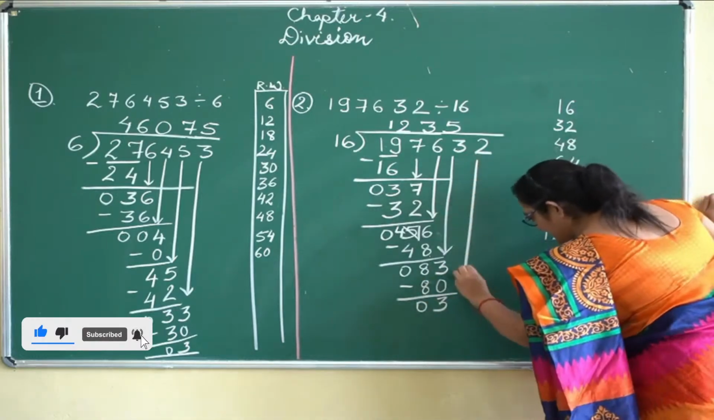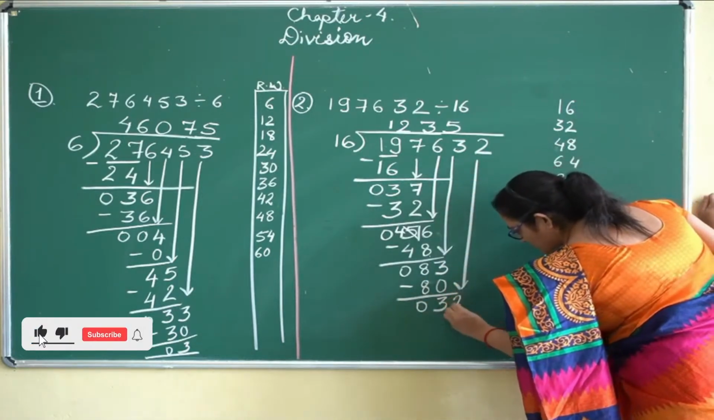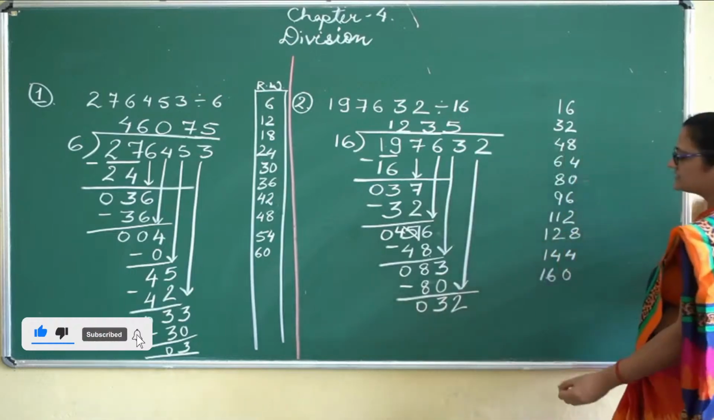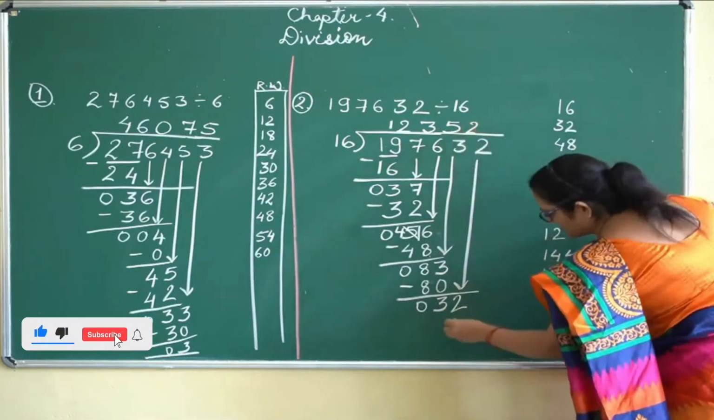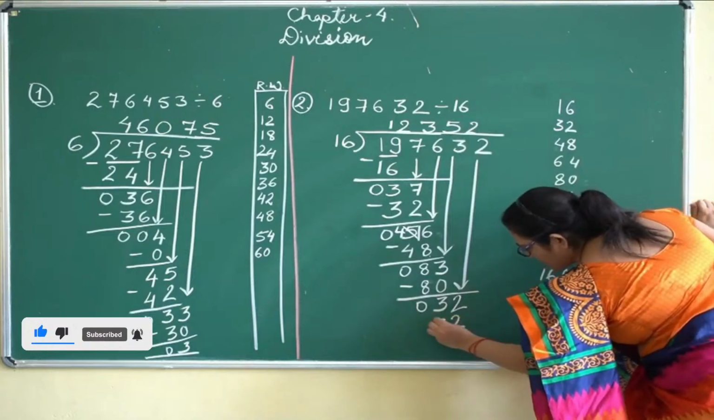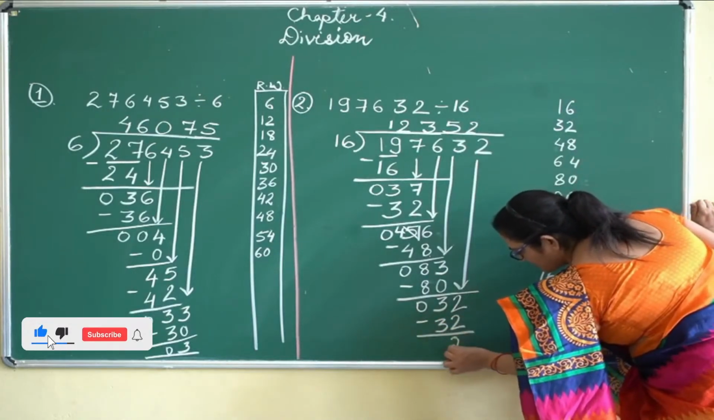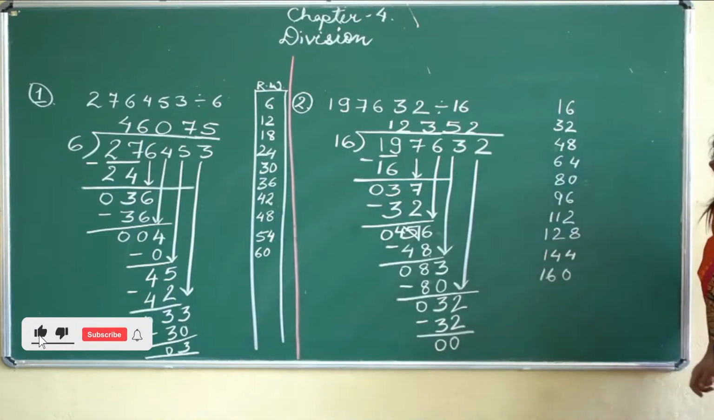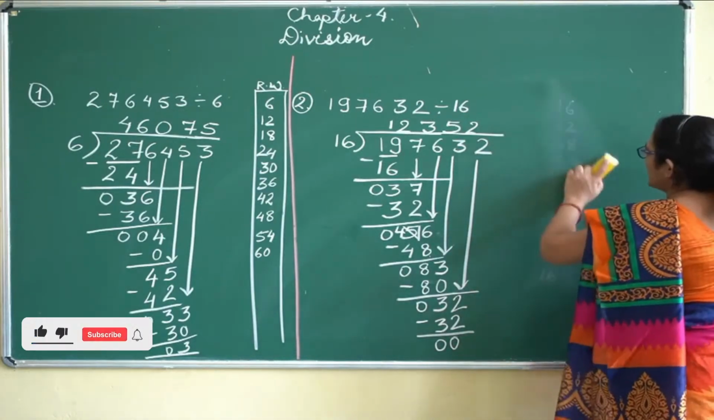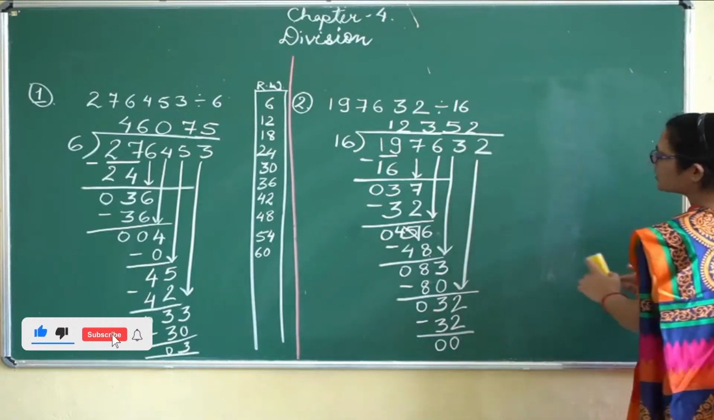Again we will bring the next number down, that is 2. In the table of 16, when does 32 come? 2 times. So 16 2s are 32. 2 minus 2 is 0. 3 minus 3 is 0. Now we will check also whether the division that we have done is correct or wrong.